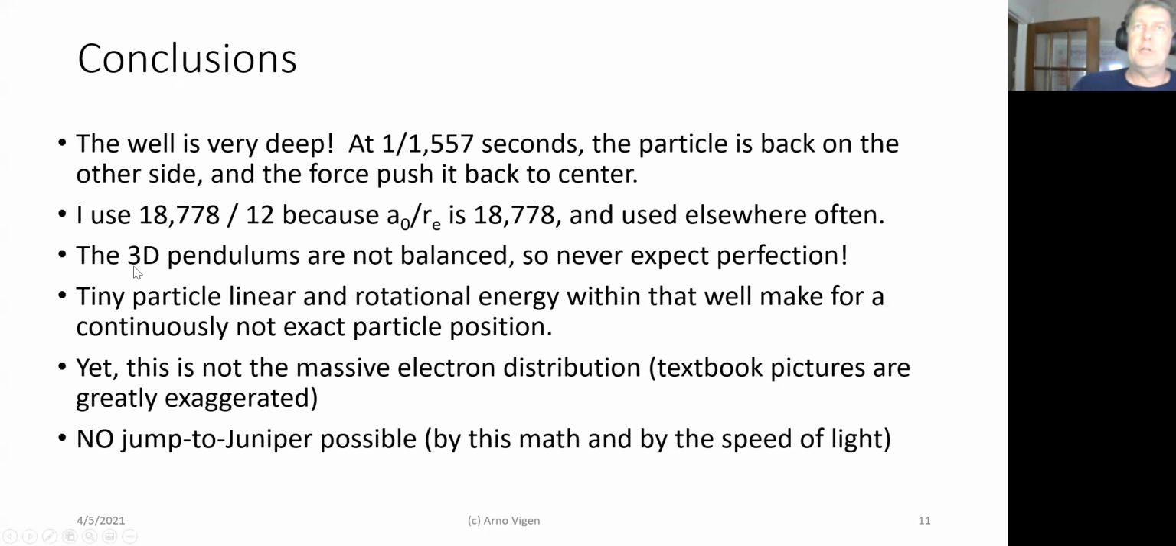Finally, you also have to understand that these are not perfect pendulums. You'll find many of the old textbook things that have these as a nice calculation as if a pendulum. But one side is bigger than the other, okay? That's not the same, okay? So don't expect perfection in subatomic models. You can't know what's going on in that tiny space at the bottom of the well.